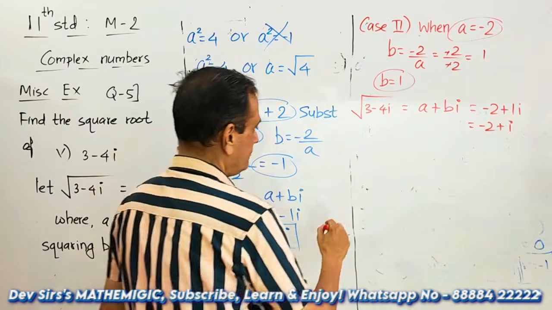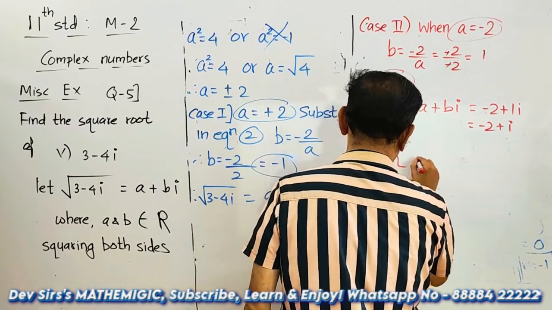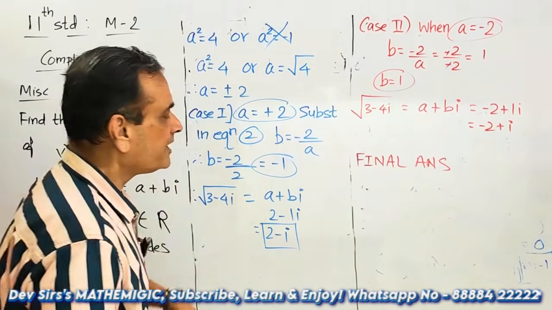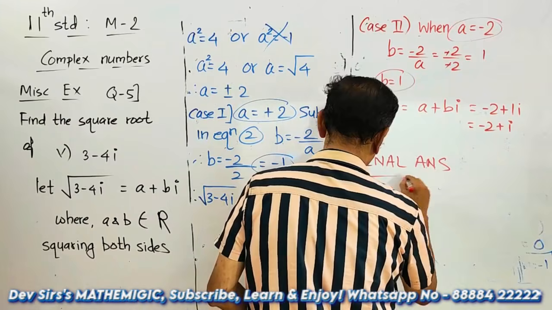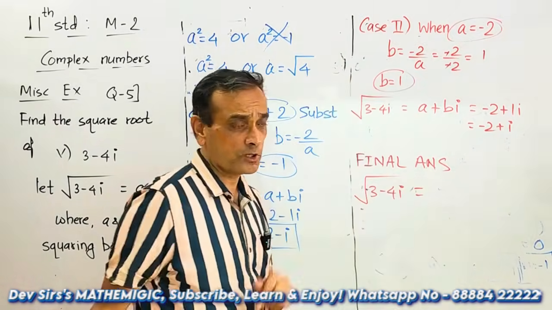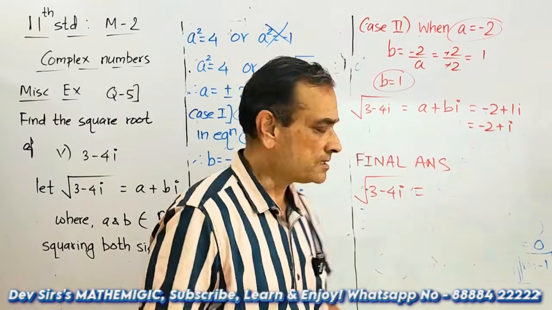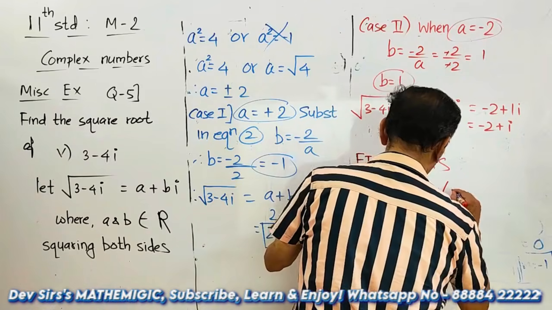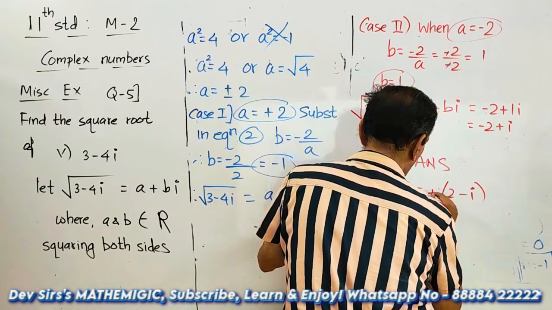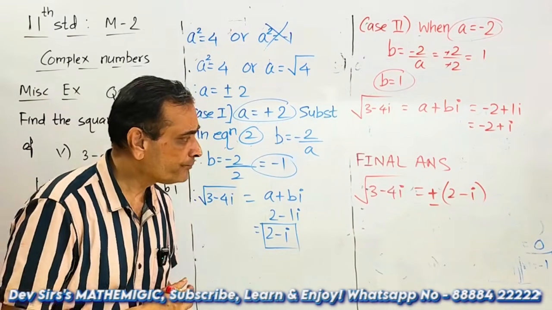Final answer. Root of 3 minus 4i is equal to, अभी क्या करना है देखो, this is one answer, this is one answer. Select any one answer. 2 minus i select किया, उसके सामने सिर्फ प्लस और माइनस लिखो, दैट्स ऑल. आप सोचेंगे ऐसे कैसे हो गया?